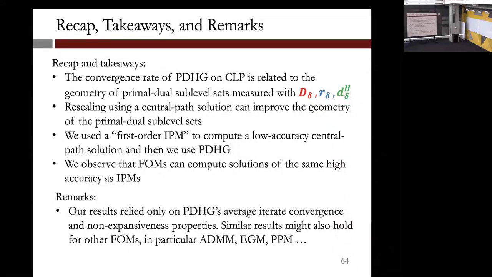We observed that first order methods can compute solutions of the same high accuracy as interior point methods. Our results actually relied only on two theoretical properties of PDHG. They have to do with non-expansiveness of this operator, and similar results might also hold for other first order methods, in particular ADMM, the extra gradient method, proximal point method, et cetera.